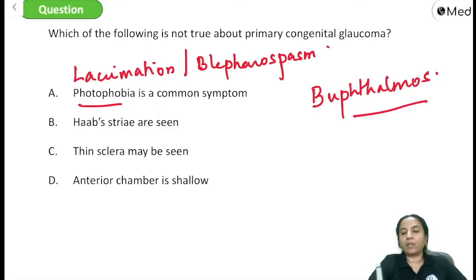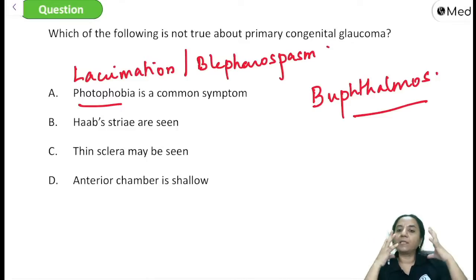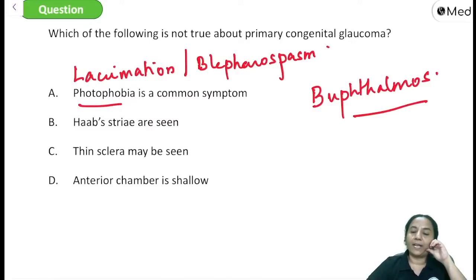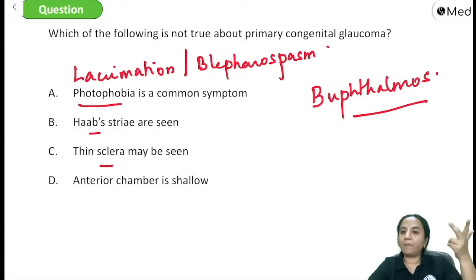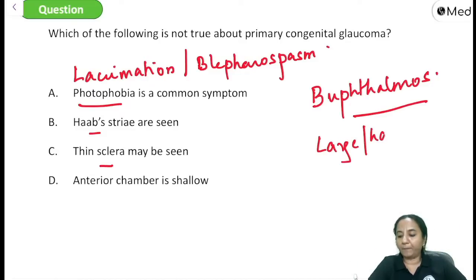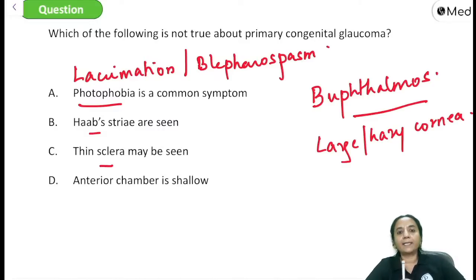So, in case of congenital glaucoma, the globe enlarges and is large in size because of the stretching of the globe. And because of the stretching of the globe, you get stretch lines on the cornea which are called Haab's striae. Because of the stretching or enlargement of the globe, the sclera may also become thin. So all these are correct. So photophobia, lacrimation, blepharospasm are the common symptoms. You have a large globe or buphthalmos. You have a large hazy cornea with stretch lines called Haab's striae. The sclera may be thin. All these are correct. What is wrong is anterior chamber is shallow.